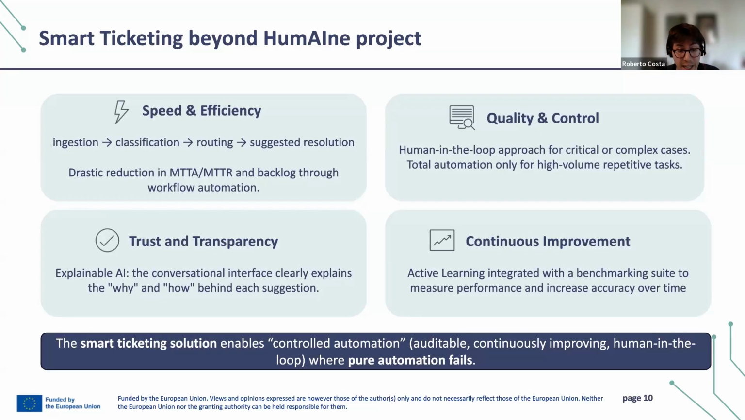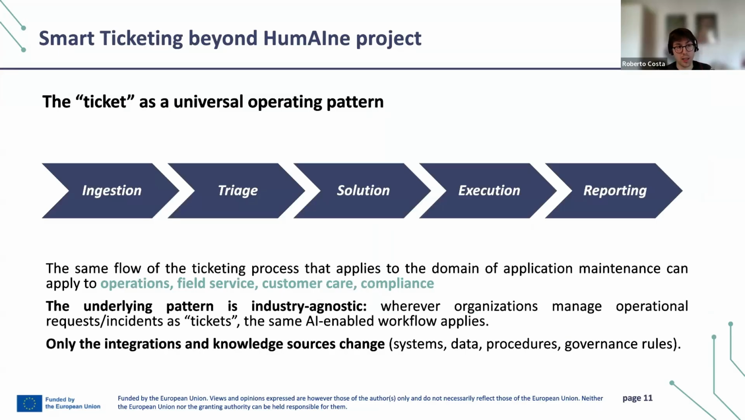This, in our opinion, enables what can be called controlled automation, which is of course better than pure automation, which has been applied in the past to other similar use cases and has been seen to be faulty many times. So the core improvement is the human in the loop itself, at the center of the whole process.